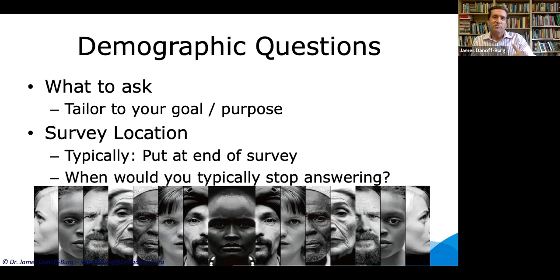So if you were to be approached by a surveyor and they say, excuse me, sir or ma'am, would you mind taking a few minutes to answer a couple questions that I have? And they start off with, first off, how old are you? Where do you live? How do you identify? You know, what is your gender? People might stop answering at that point and say, no, I don't think I want to go any further. Thank you very much, and leave.